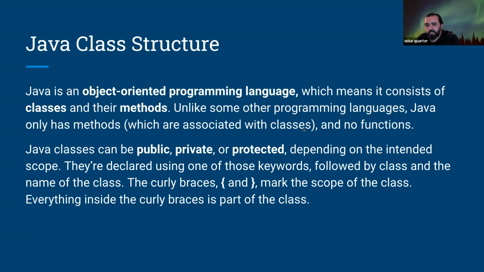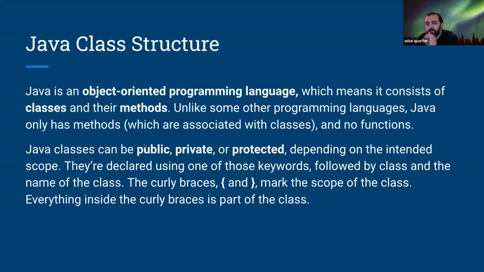Unlike some other programming languages, Java only has methods which are associated with classes and no functions. For example, JavaScript has functions, and I know Scala has functions. Ruby, which I used before, has functions, but Java has only methods.